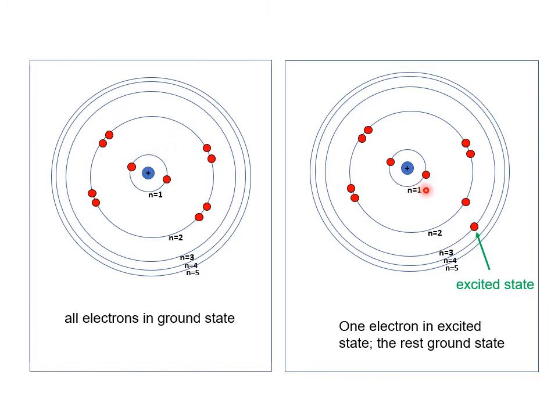Here, on the other hand, the n equals 2 still has space for one more electron, yet there is an electron in the n equals 3 orbit. So this atom here is in the excited state. So it is not as stable. These electrons are all in the ground state. This electron over here is in the excited state.